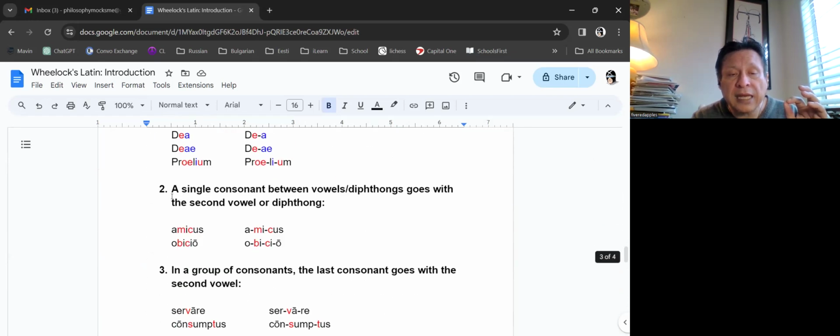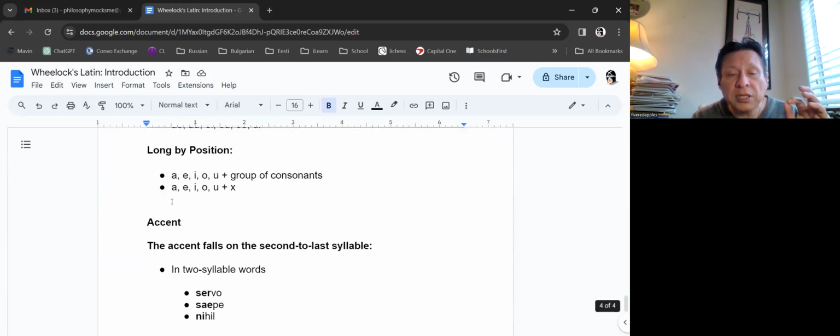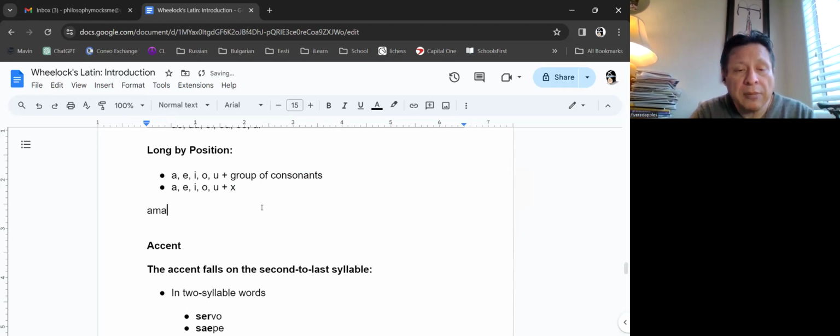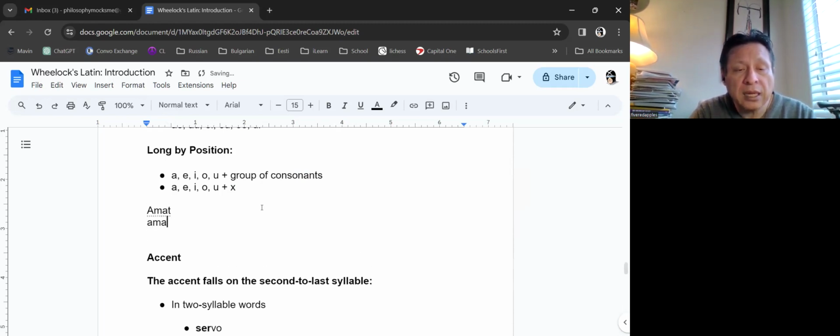Okay, and this is telling you when it's long by position: when it's followed by a group of consonants, or when it's followed by the X, because the X is the K and the S. So it kind of counts as two consonants. Okay, so for example, let me give you an example. I didn't give you an example. So here, let me give you an example. Amat and amant.